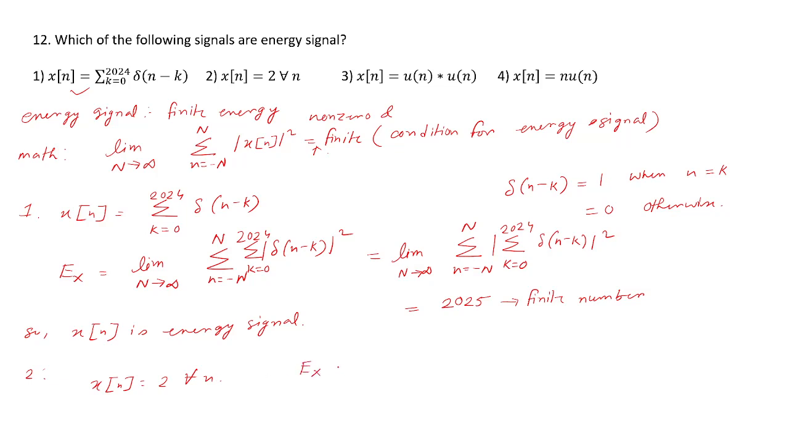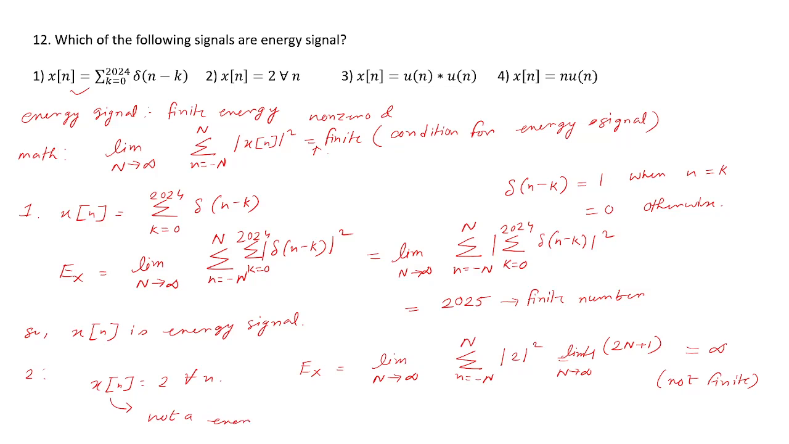Therefore, its energy is limit n tends to infinity, summation over small n running from minus capital N to capital N of x squared n. This results into 4 times 2N plus 1, and limit N tends to infinity. So it is not finite. Therefore, the second signal is not an energy signal.